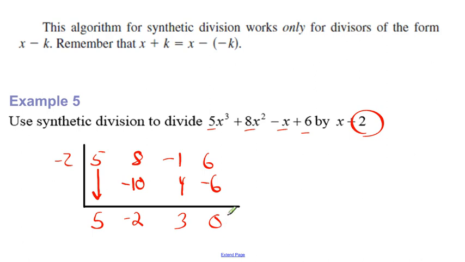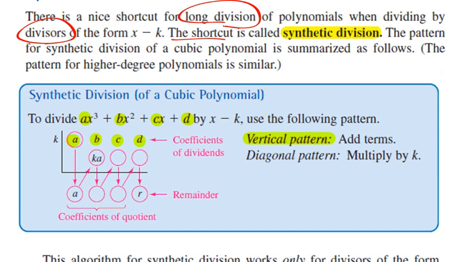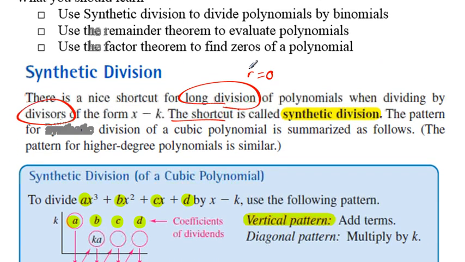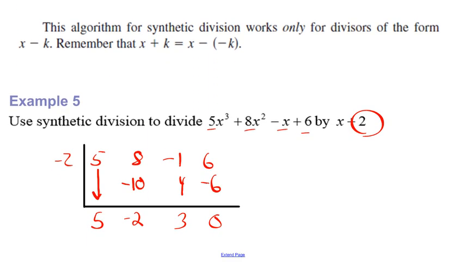Do you remember what was the result when you have a remainder of 0 in long division? Come back up here. Remember, if you do long division, and if your remainder was 0, then that meant that the divisor was one of the factors, or it's going to be one of the roots. So in the same way, in synthetic division, if you have a remainder of 0, then that means that x plus 2 is one of the factors. In other words, check this out. If you take x plus 2, let me check that guy out.